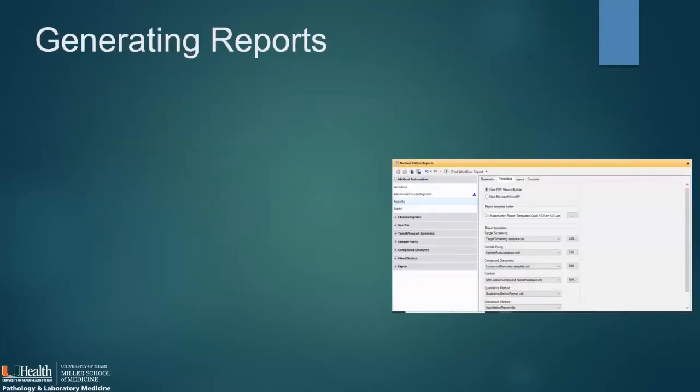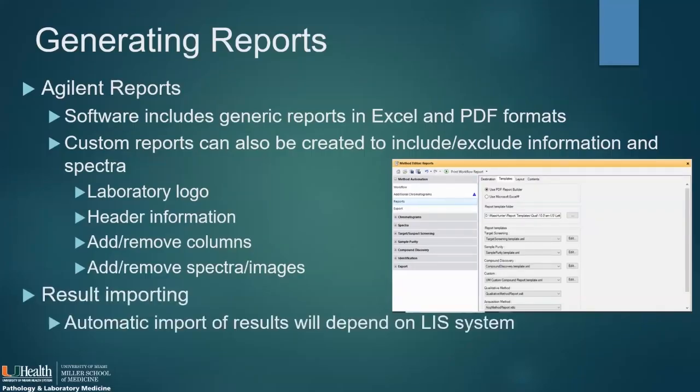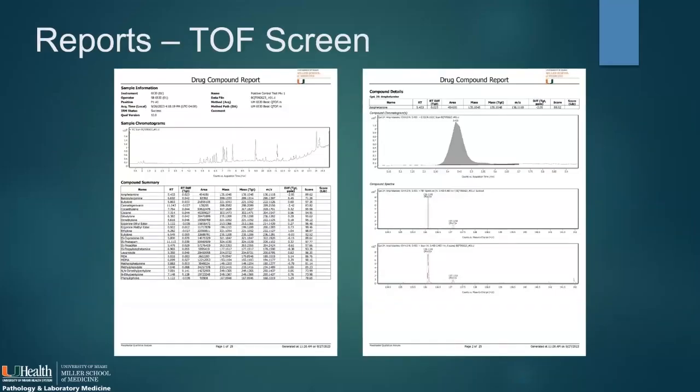Quickly, I did just want to mention for our reports, Agilent does have generic Excel and PDF reports. You can also create custom reports where you can include and exclude information, including logos, header information, columns, compound tables, spectra, and images. And this was just a screen grab of where you go to print the reports and options that are available. Also, for result importing, it really depends on individual laboratories and any LIS systems they have, if you can automatically import results.